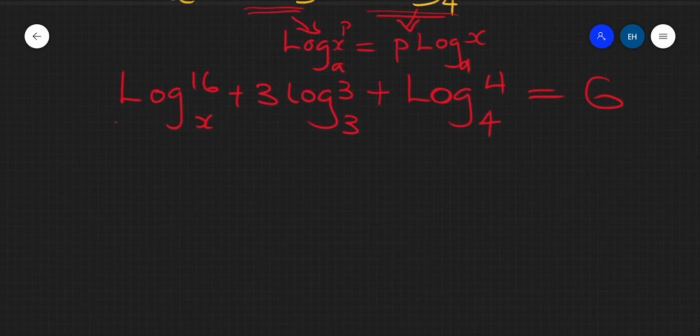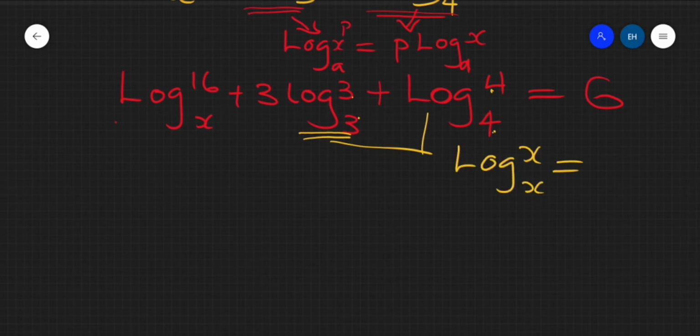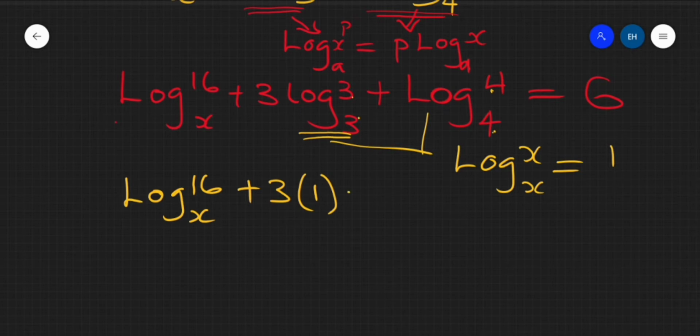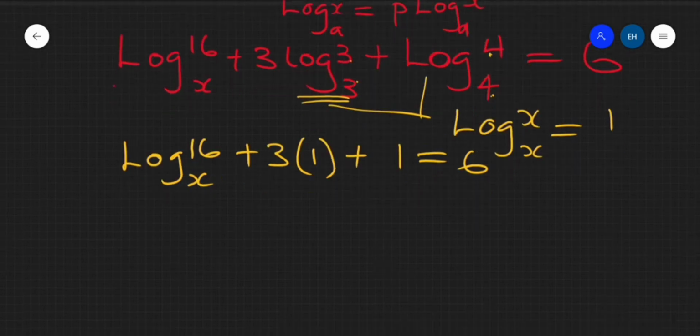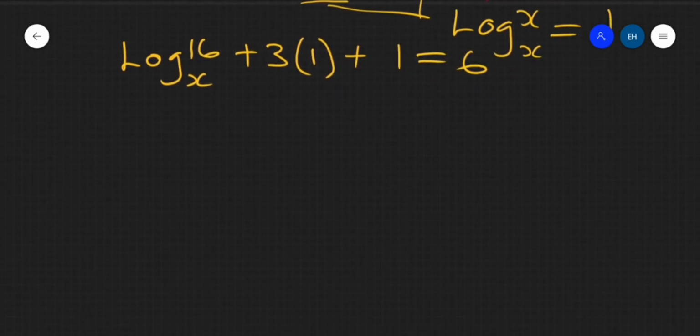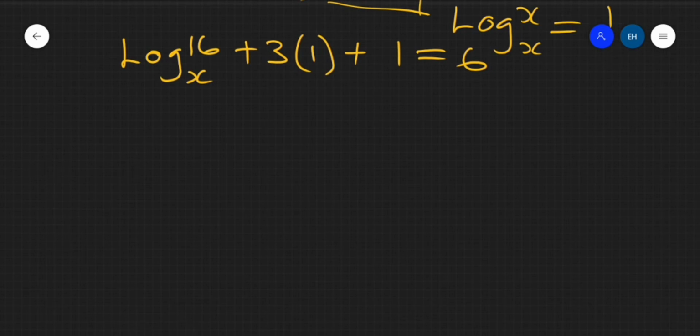So we find that here the base and the number are the same, and also here the base and the number are just the same. So for these two, we apply that law which says when the number and the base are the same, it will be 1. So we have log 16 base x plus 3 times 1 plus 1, giving us a what? A 6. Giving us a 6.